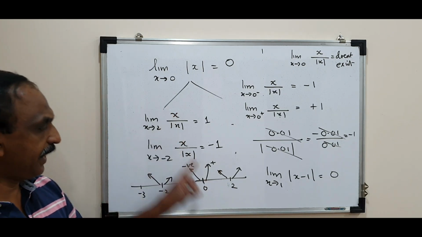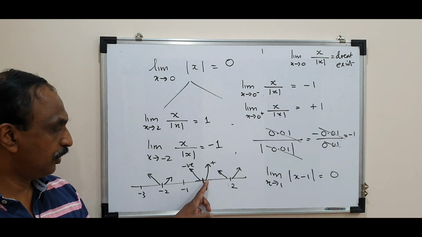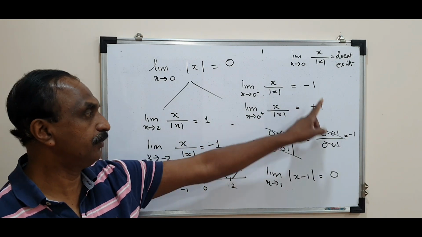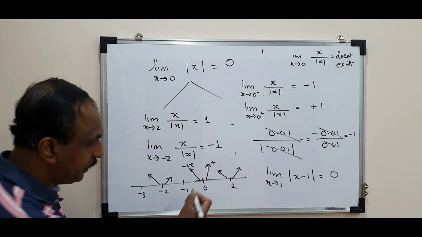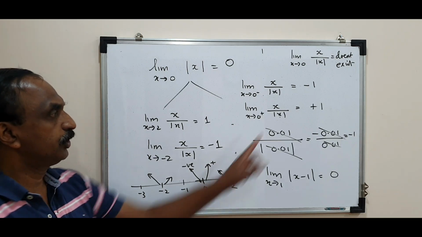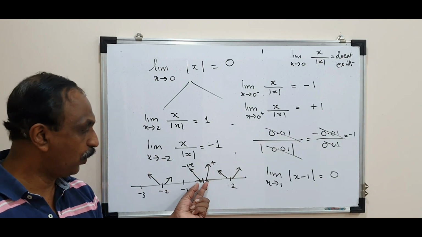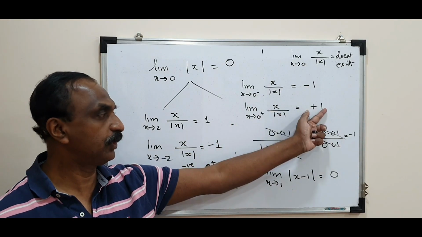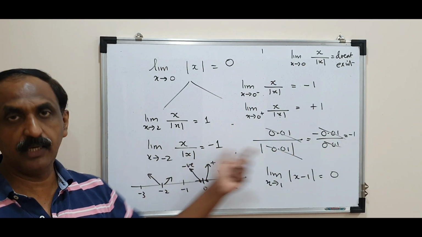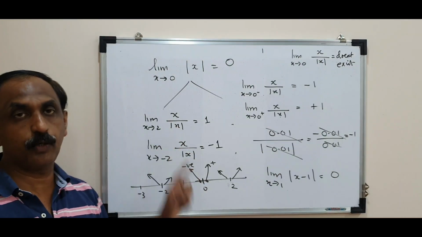So when you divide a number in the neighborhood of 0, on one side you will get negative and on the other side you will get positive. For example, if it is less than 0, you will get negative. If it is more than 0, you will get positive. That's why only at 0 alone the limit will not exist. All other places the limit will exist in case of x upon modulus of x.